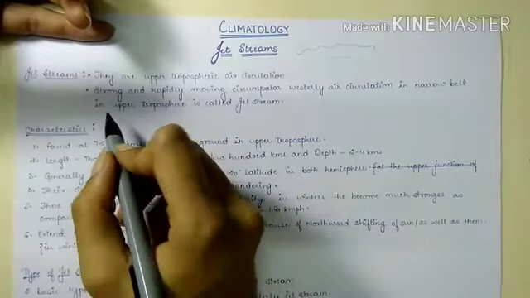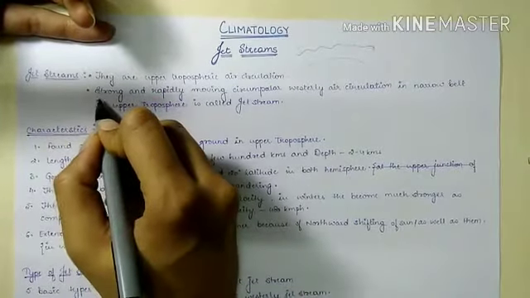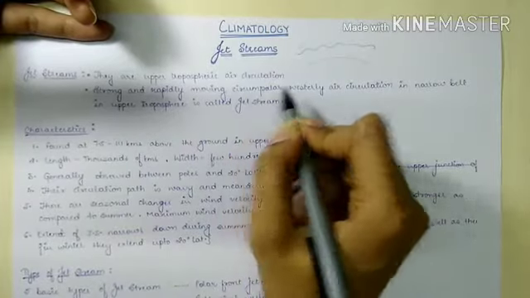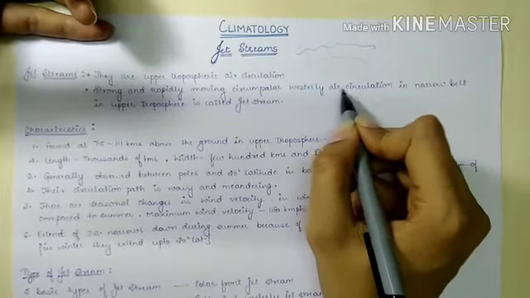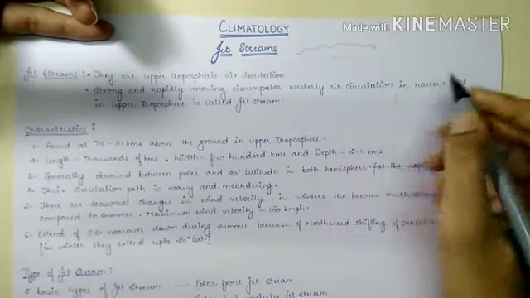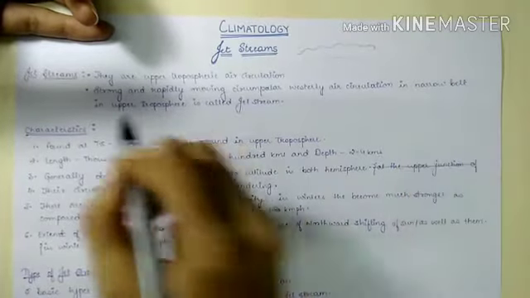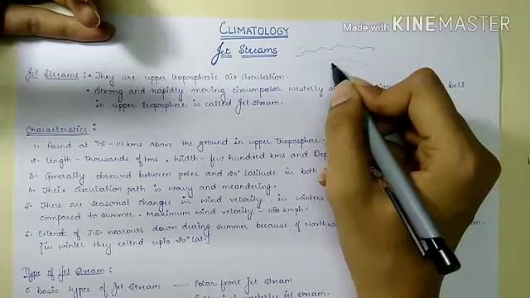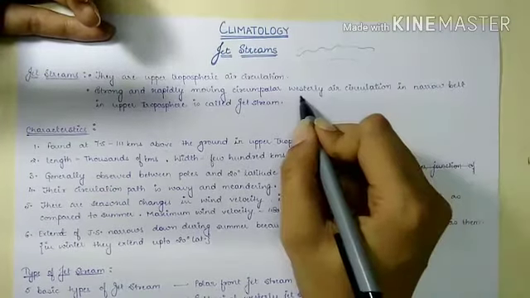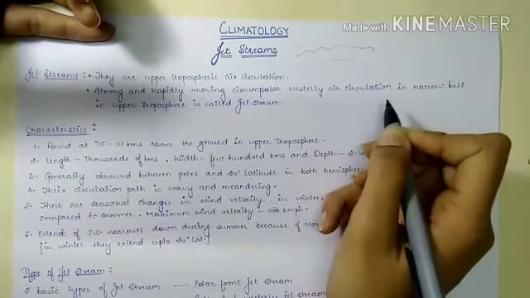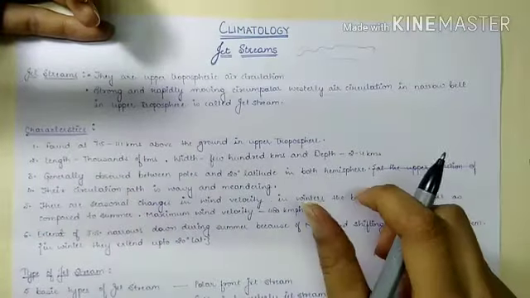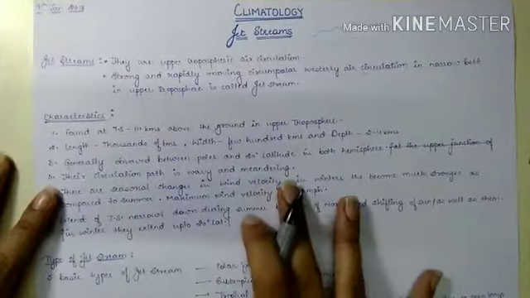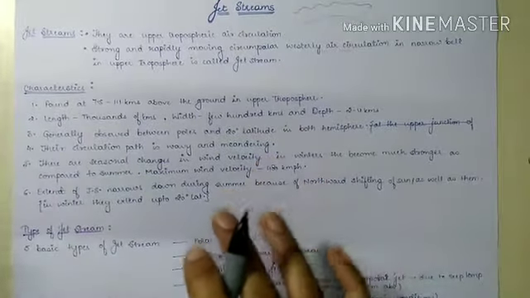So we can simply say that jet streams are strong and rapidly moving circumpolar westerly air circulation in a narrow belt in the upper troposphere. So they are strong, they are rapid, they are circumpolar westerly air circulation, and they have a narrow belt. So these are jet streams. Now we will look into the basic characteristics of jet streams.